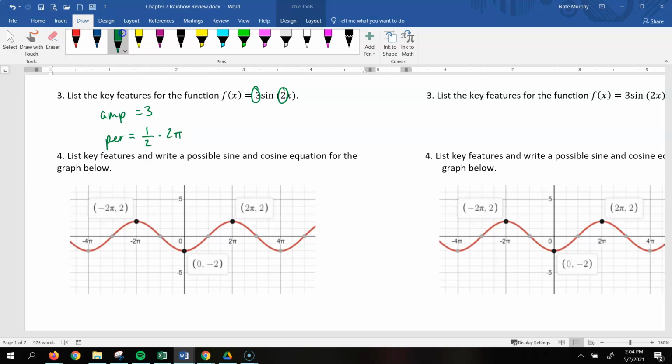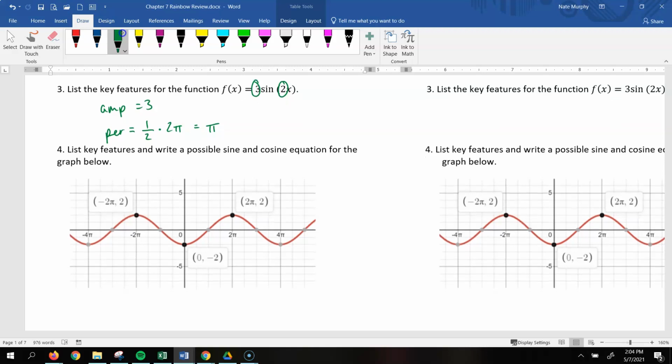And normally the period would be 2 pi. So half of 2 pi would be pi. So our period would be pi here. And there is no phase shift and there's no vertical shift. So the phase shift would be 0, the vertical shift would be 0.